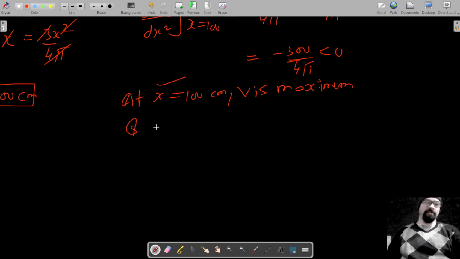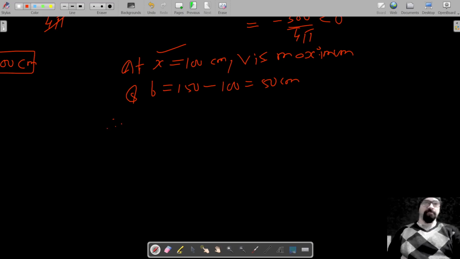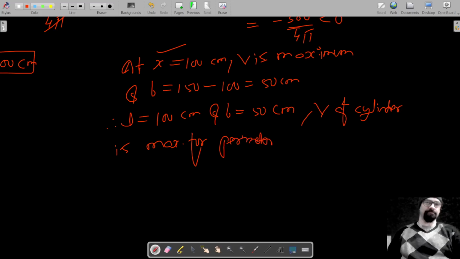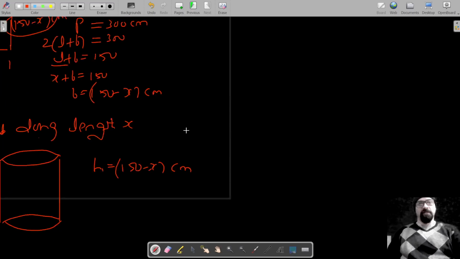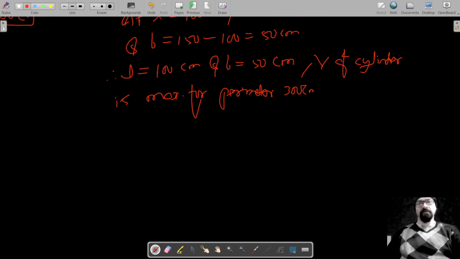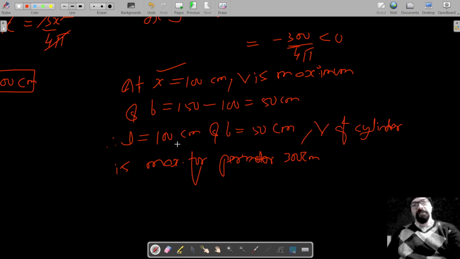So let's find out the breadth as well. Breadth was 150 minus x, which is 100, so 50 centimeter. So for length equal to 100 centimeter and breadth equal to 50 centimeter, the volume of the cylinder is maximum for the given perimeter, which was 300 centimeter. So these are our values of the length and the breadth.